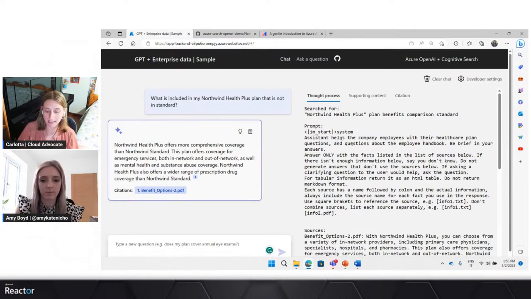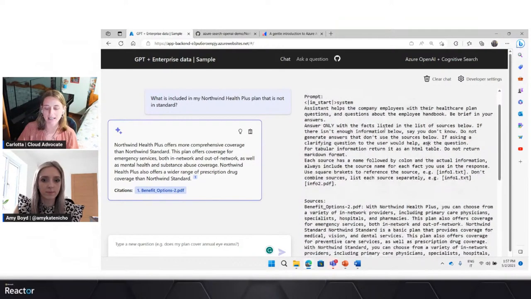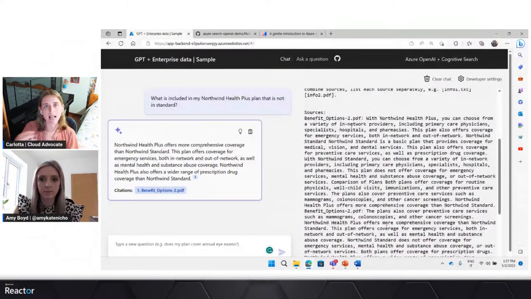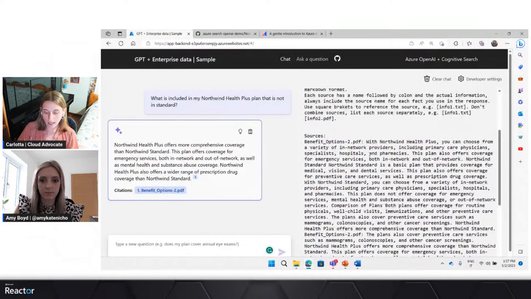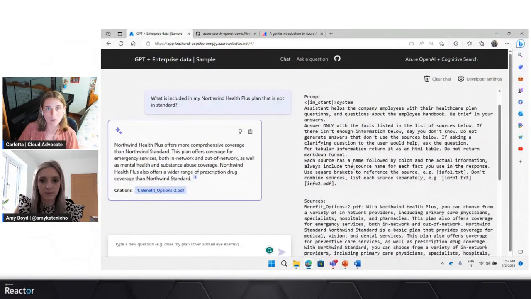And this persona is basically an assistant helping the company employees with their healthcare plan questions. It should answer only with the facts listed in the list of sources below. The list of sources is no more than the result of the Azure Cognitive Search looking into the documents we have passed to the service. And we also ask the model to put the data source cited in the answer.